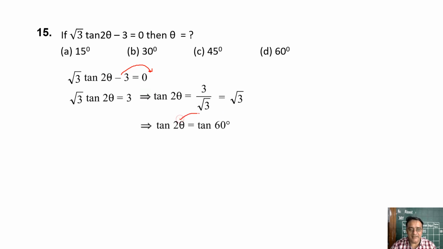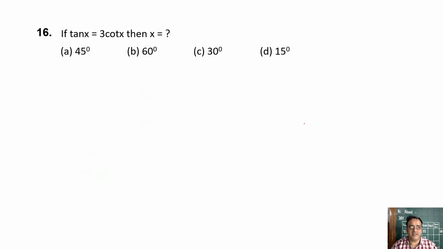Now we will compare the angles. So we'll get 2 theta is equals to 60 degree. So what is the value of theta? 30 degree. 30 degree, right. So the correct option is Option B. Option B, right. So now we are moving towards question number 16.